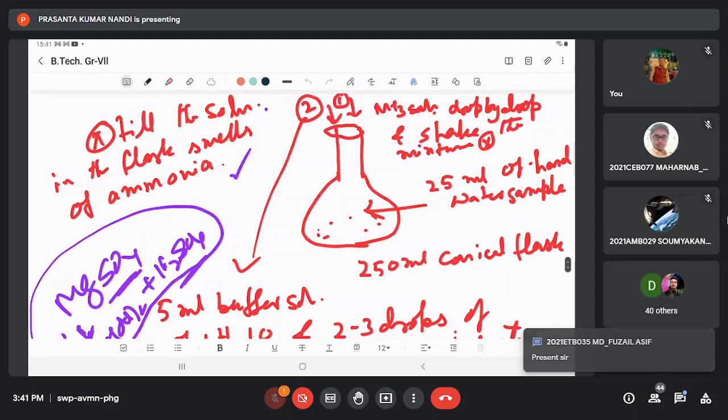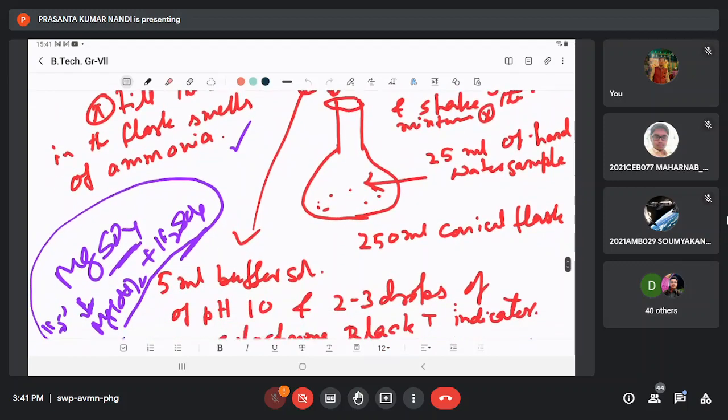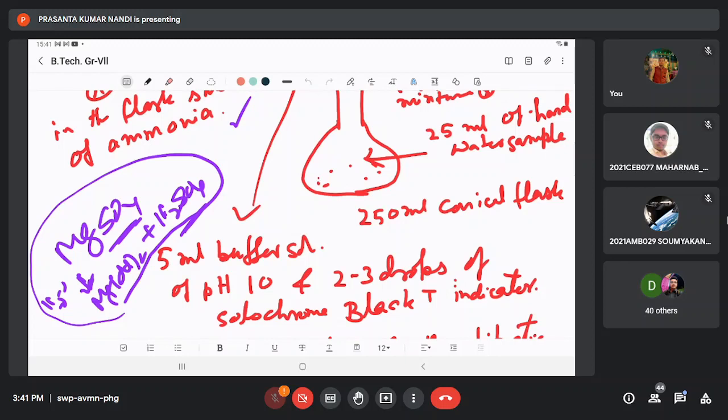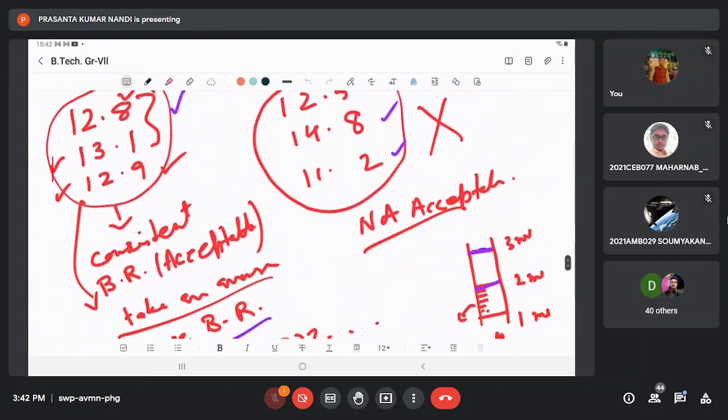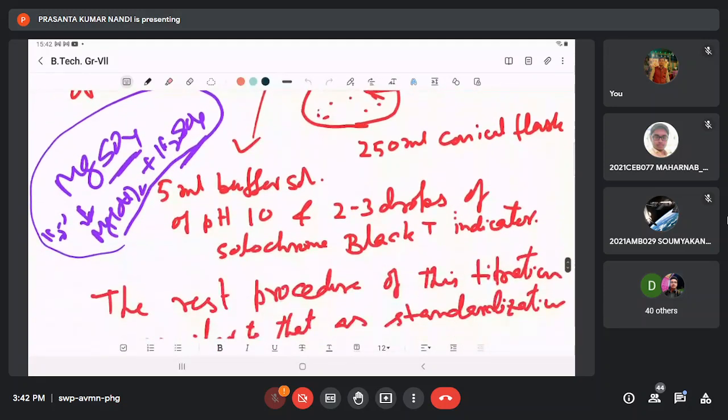So you take these solutions, that is 25 ml hard water sample, then ammonia solution drop by drop, and shake the mixture till the solution in the flask smells of ammonia. Then there is no more acid present in the flask. After that, you add 5 ml buffer solution as before, and 2 to 3 drops of Solochrome Black T indicator, and follow the same procedure.